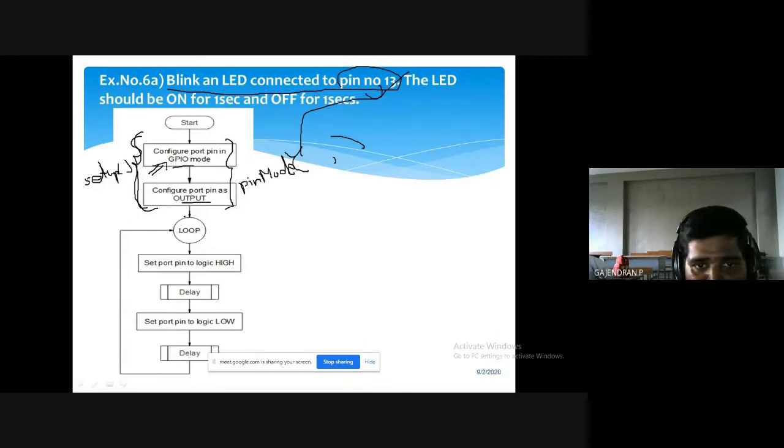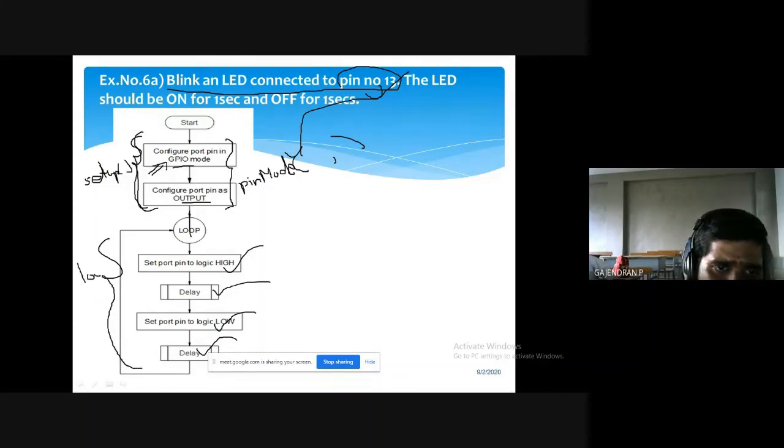Then you come to the loop: make the pin logic high, introduce delay, then logic low, then delay. Where do I need to type this coding? I need to type it in the void loop function. That's all. So this is your flow chart.